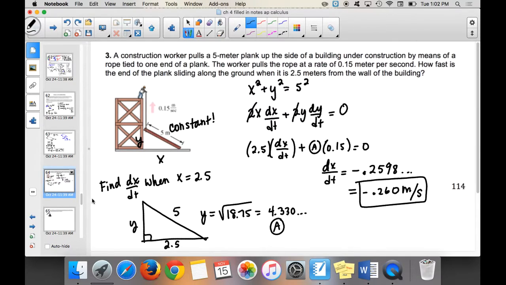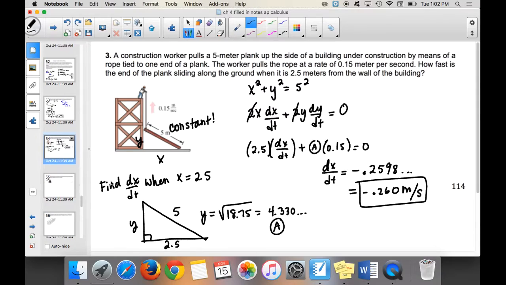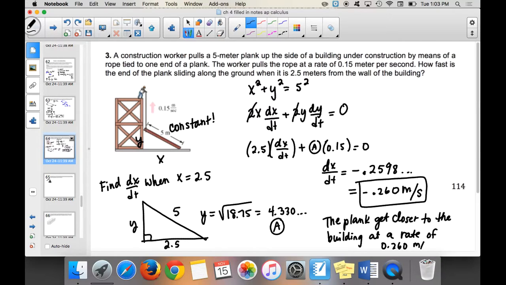Right, are you still perplexed? So should that be a positive 0.260? I would say write a final sentence. So like I would say something like the plank gets closer to the building at a rate of 0.260 meters per second. So that way you definitely have it, right?